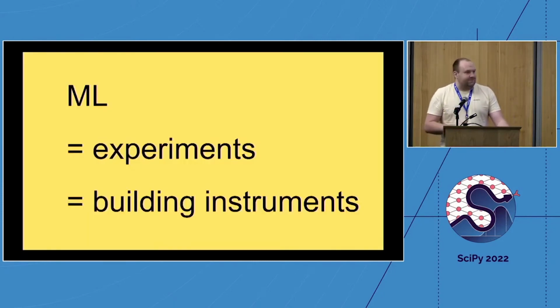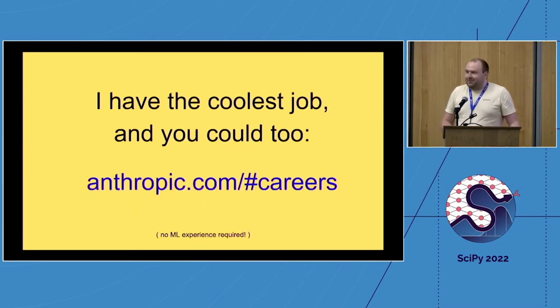So, my argument that machine learning is a natural science is that it involves a lot of calculus and linear algebra. It involves doing experiments. It involves building large instruments in a way which physicists and astronomers and natural scientists are much more used to than computer scientists tend to be. So in summary, I have the coolest job in the world, and you could too. Come join us. Thank you very much.